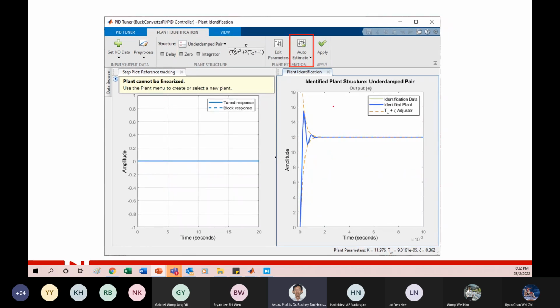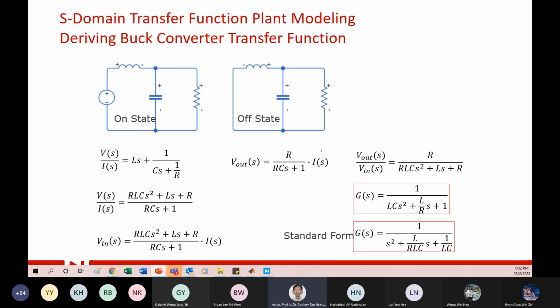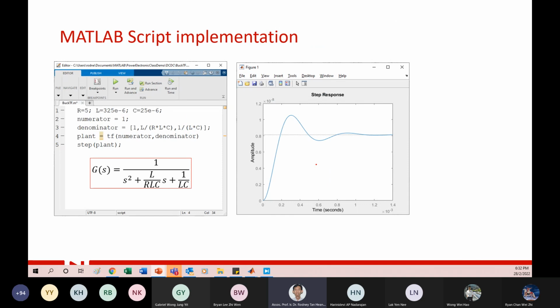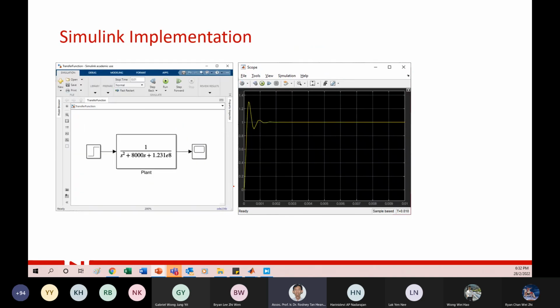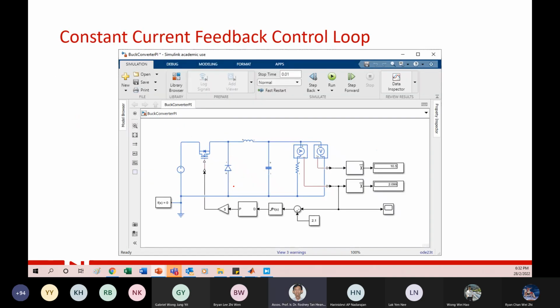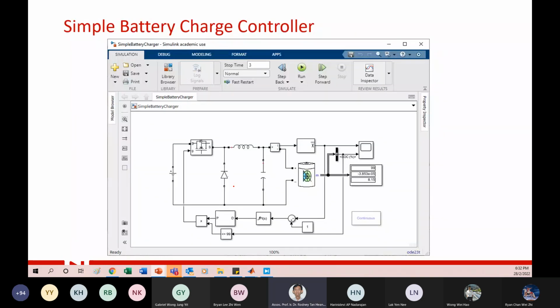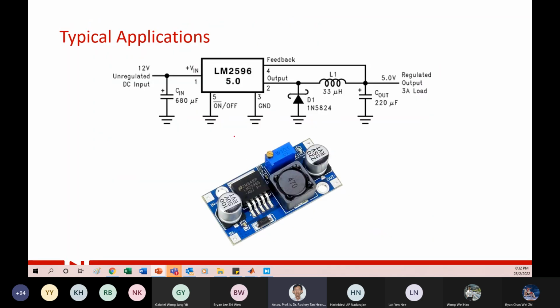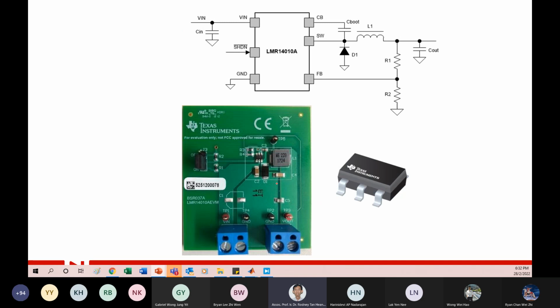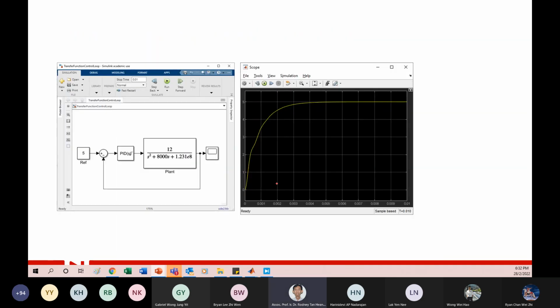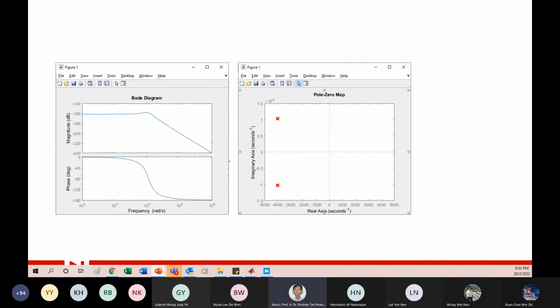So I will show you how to identify the plant and how to design this in the s domain as well. And then I think next class, okay, good. Make sure you install Plexim. We'll do a simple buck converter as well, and I will talk about how the battery charger is designed using these buck topologies, and the real application as well. So next class we should be able to get this done.